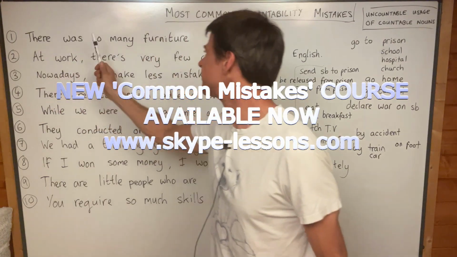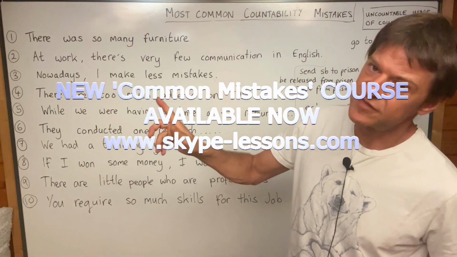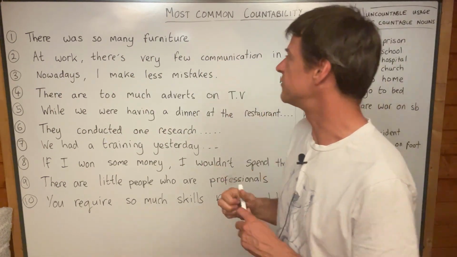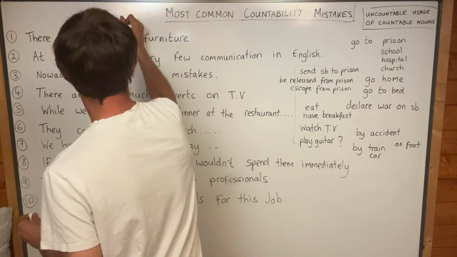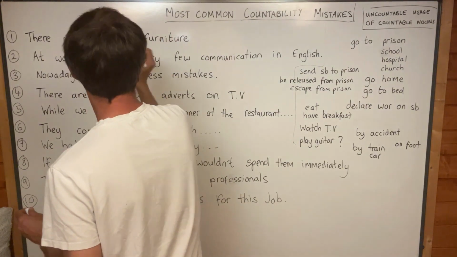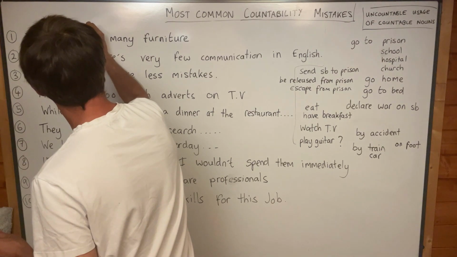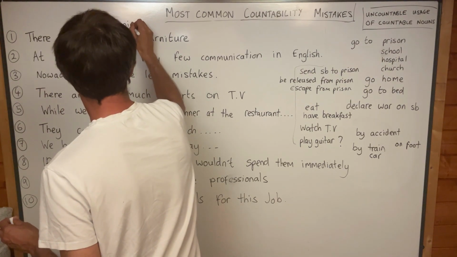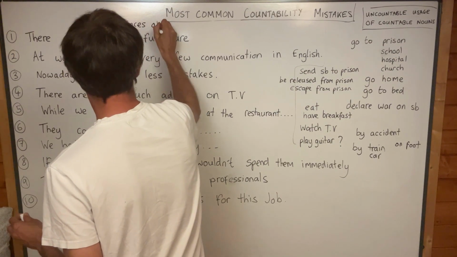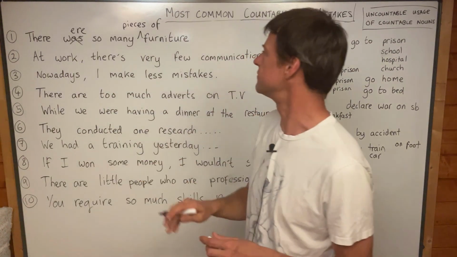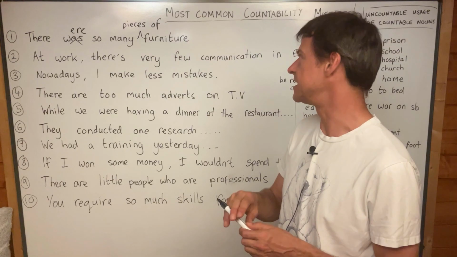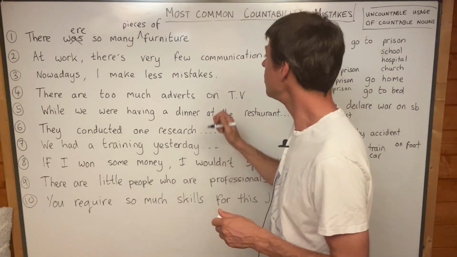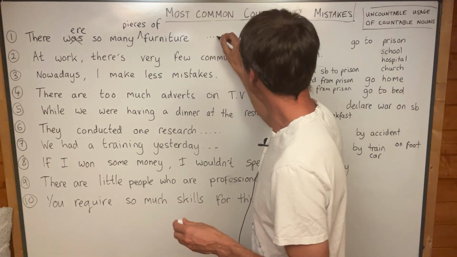But let's look at some mistakes. So, "there was so many furniture." Now there are two ways we can correct this. We can say "there were," we better change that as well. There were so many pieces of furniture is one way we could correct it. There were so many pieces of furniture, or there was so much furniture.